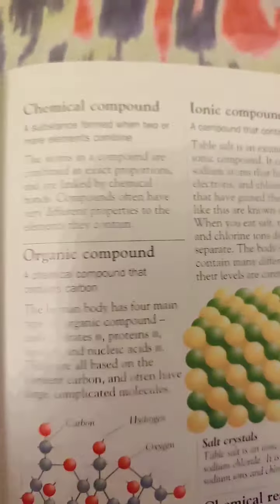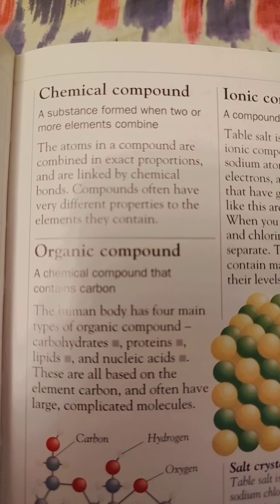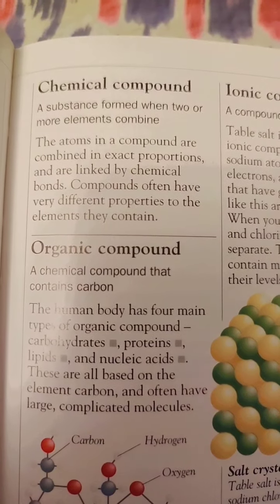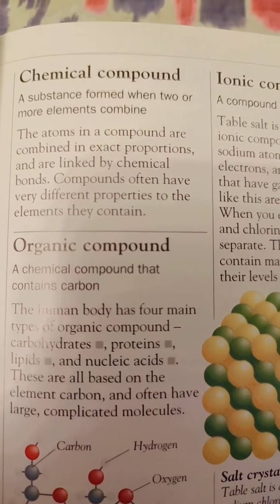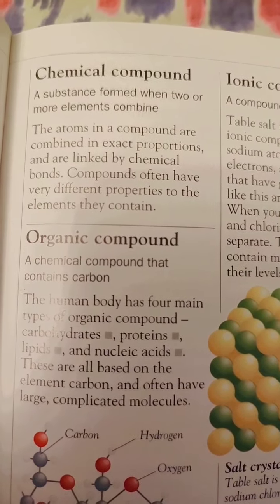Now, what is a chemical compound? It is basically a substance which is formed when 2 or more elements combine. The atoms in a compound are combined in exact proportions and they are linked by chemical bonds. Compounds often have very different properties to the elements they contain.